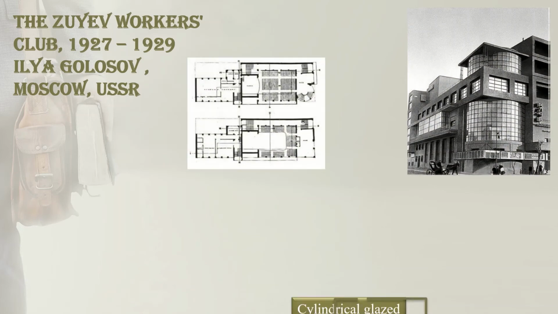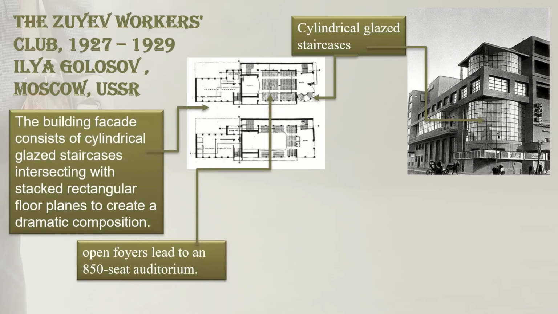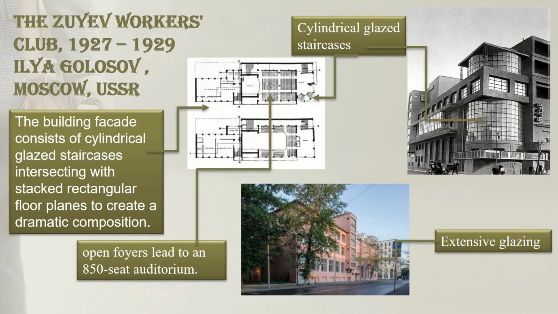The second building we have is the Zoev Workers Club, 1927 to 1929, designed by Ilya Golosov in Moscow. The building has a cylindrical glazed staircase which intersects with rectangular floor plans to create a dramatic composition. It has an open foyer leading to an 850-seat auditorium and extensive glazing.